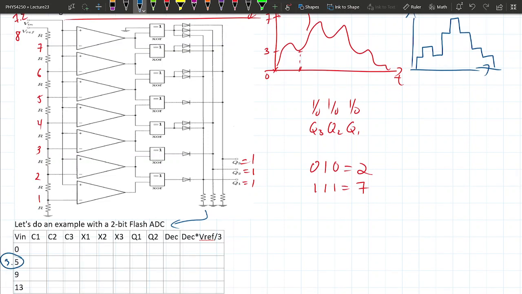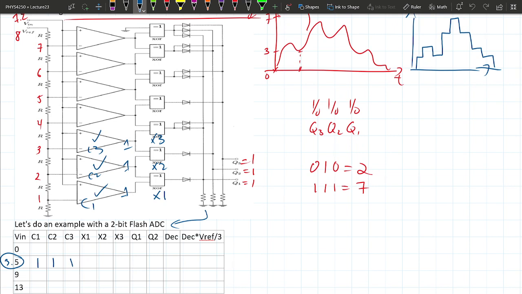So if the input is 3.5, that means this comparator is going to be high, this comparator is going to be high, this comparator is going to be high, right? So what I want you guys to fill out is that C1 is high, where C stands for the comparator, C2, C3, high, high, high, and this is X1, X2, X3, where the X stands for the XOR gate, okay? So what's the output of XOR gate number 1 if these comparators are giving you high outputs?